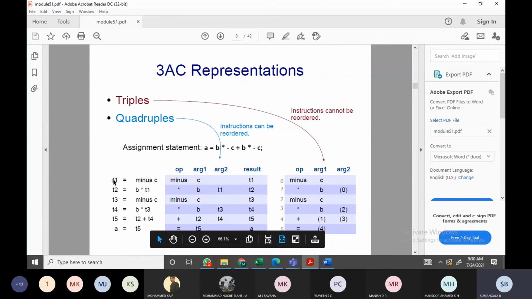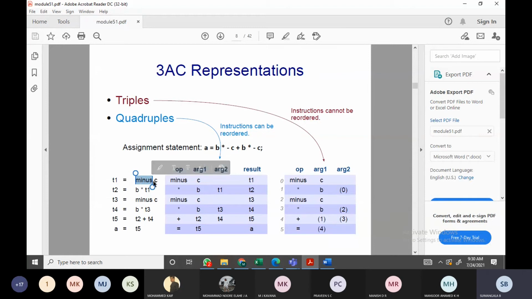First observe this one, t1 is equals to minus c. What is the operator here? It is the minus operator, the unary operator. So in the operator column you write minus. Then what is the first argument? You have only one operand, that is nothing but c. So that c you write under the argument 1 column. Then the argument 2 column is empty. Why? Because in t1 is equals to minus c, you don't have 2 operands, you have only one operand, that is c. So argument 2 you keep empty.